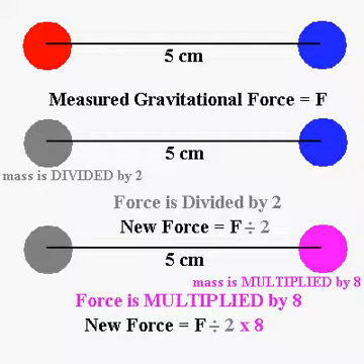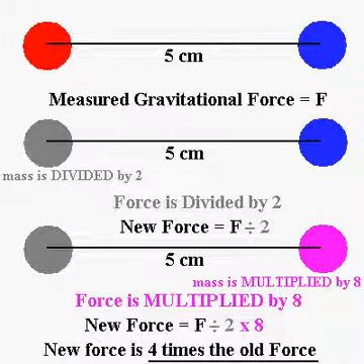Well, if I take a number, divide by 2, and then multiply by 8, what's the net effect? Well, the net effect is to multiply by 4. If I divide by 2 and then multiply by 8, that's the same as multiplying by 4. Therefore, the new force is 4 times the old force.